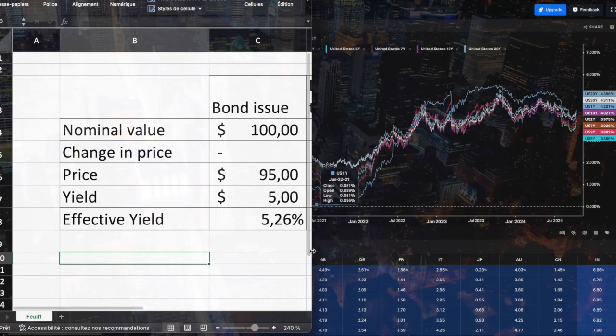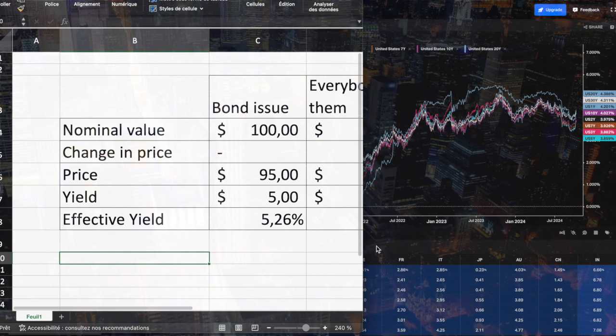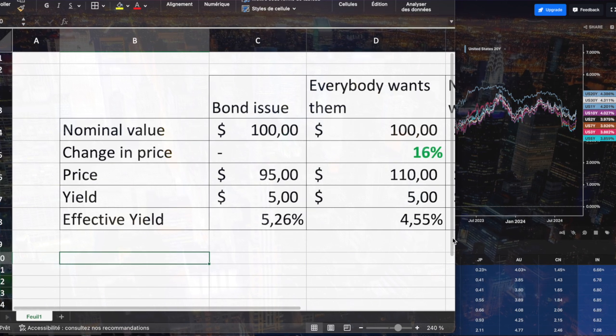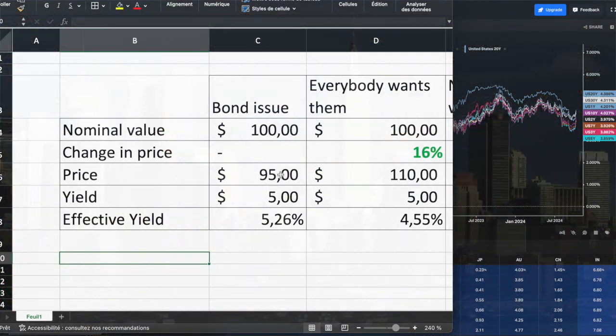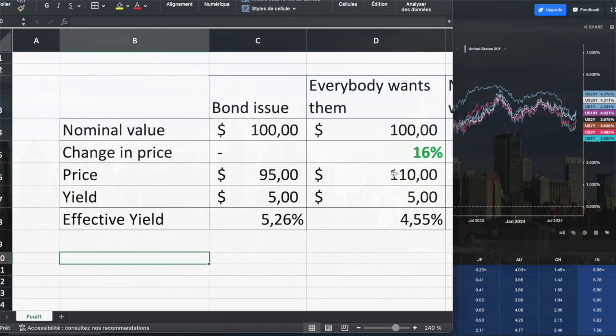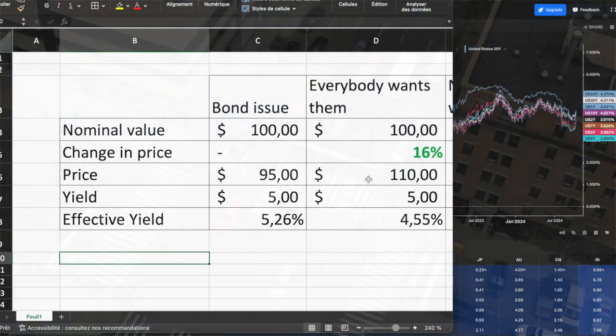Let's say this bond is very popular on the sale day. Everybody wants to buy them. And so the price goes up. The price of the bond, you sold it at 95, but then it was so popular that it increased 16%. And now it's the current price, because it's so popular, on the market is $110. Now, the bond didn't change. The underlying bond didn't change. You would still have to wait 1 year to get $5, okay? And that amount doesn't change.